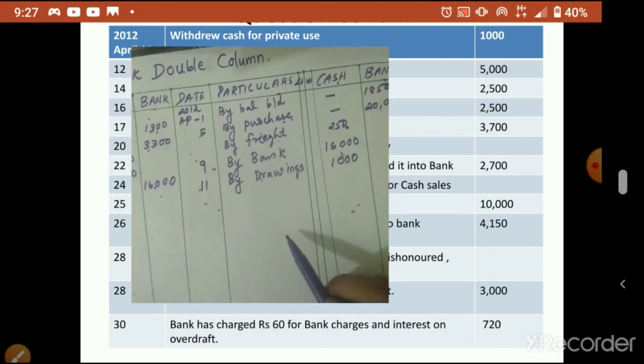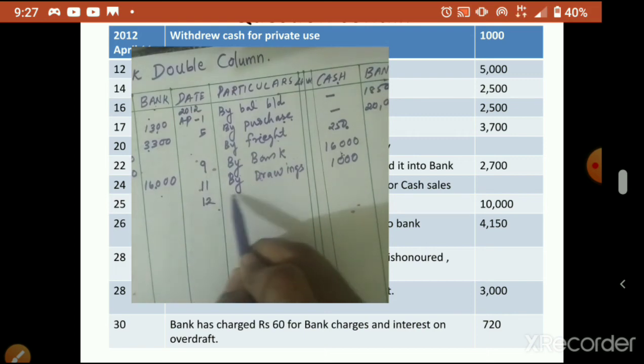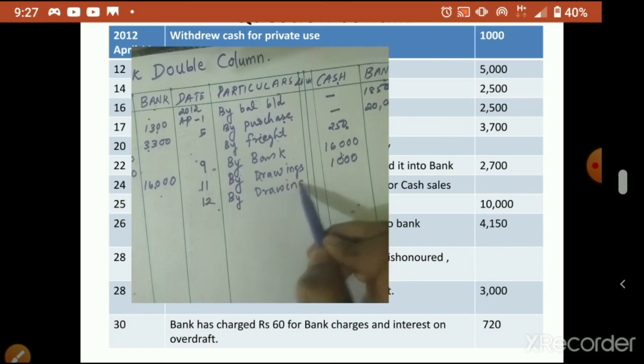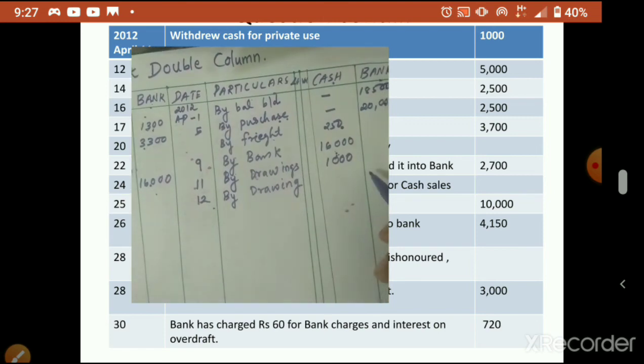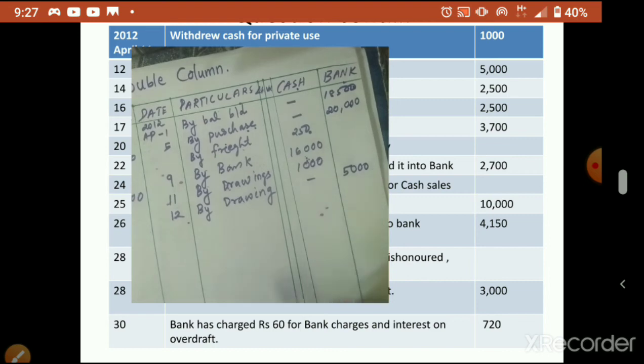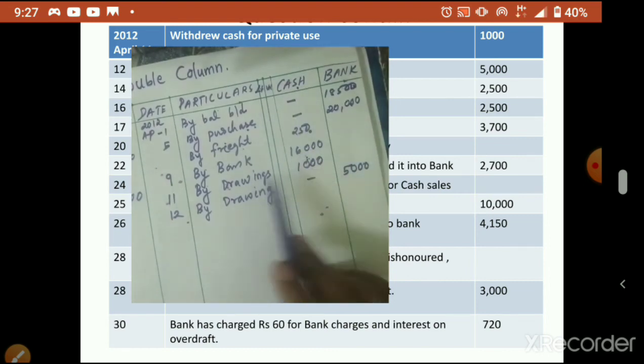Now next day again withdrew by check for private use. So this is also by drawings only, but for his personal use by check. So from where does it have to reduce? From bank it has to reduce. So how much? 5000. So 5000 will go to the bank. Understood? This is cash drawings, so from cash we are minusing. This is by check. Through check he has taken money, so we have to put it in the bank.